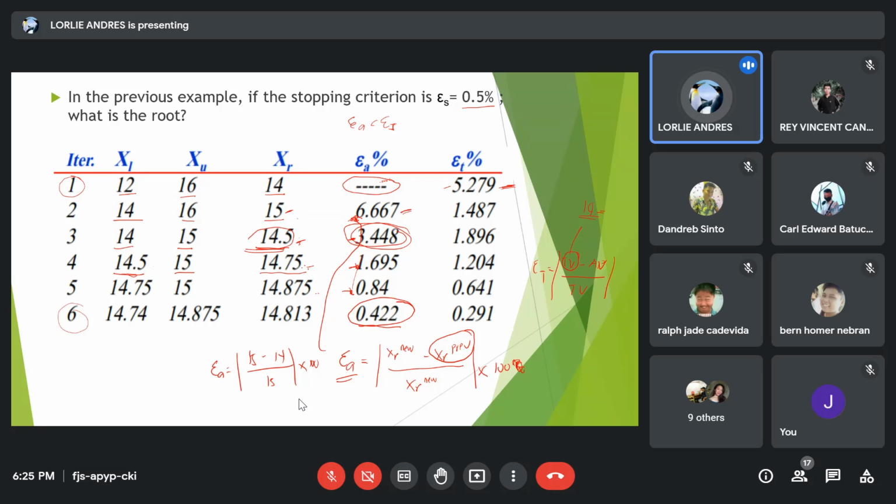So, do you follow the process? Sige, ang pinaka-sikreto diri sa pag-solve sa bracketing method, i-follow lang nimo tong algorithm, ang step by step niya. Naa man siya'y algorithm. Mao lang to siya imong i-follow.